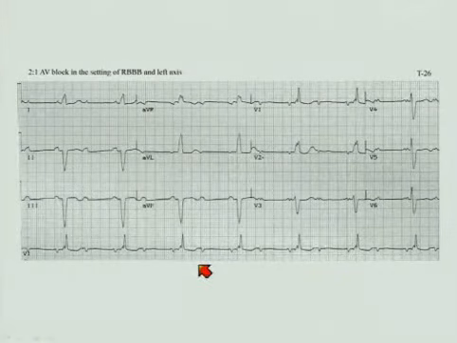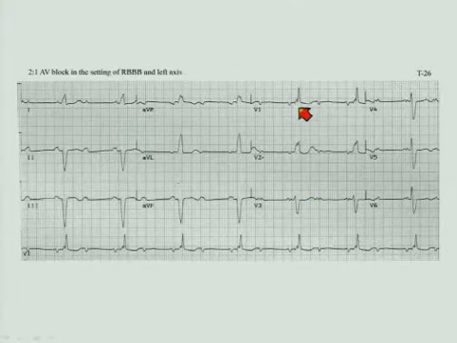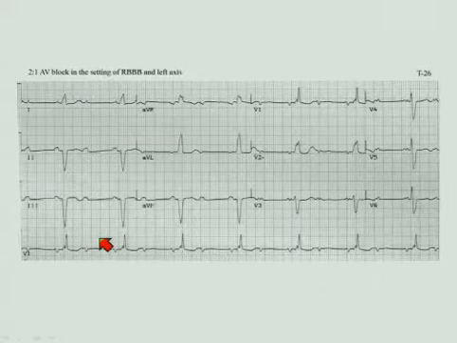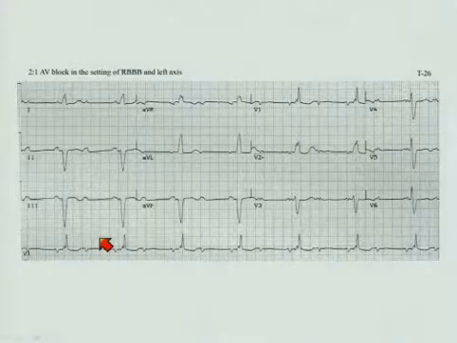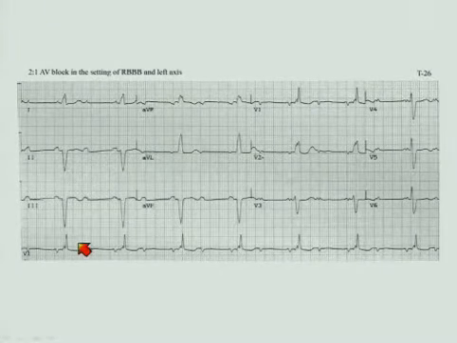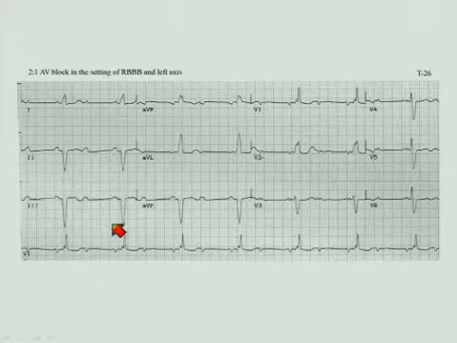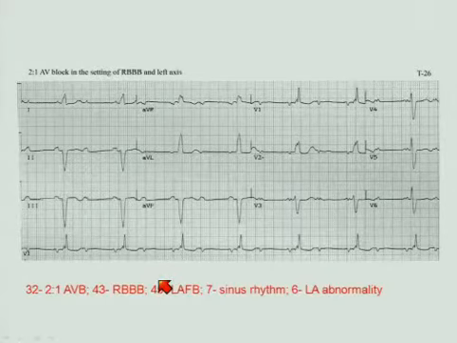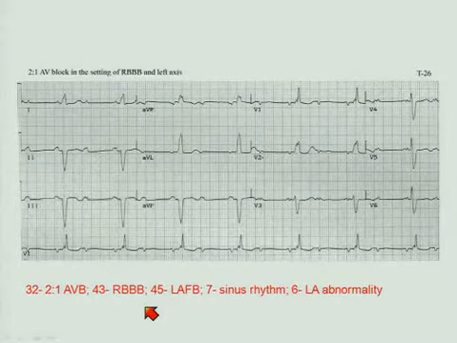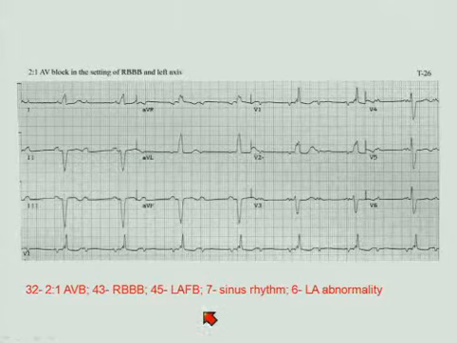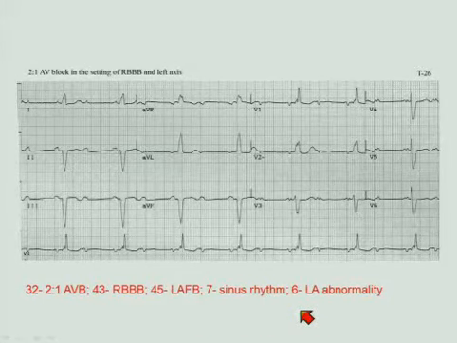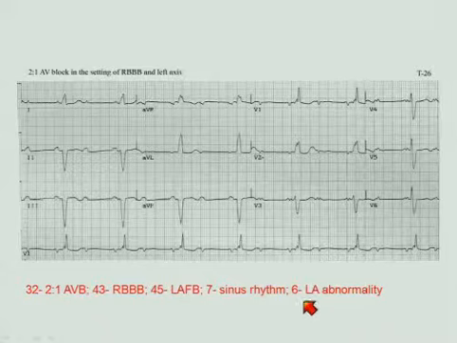Here's a 2-to-1 in the setting of a wide QRS, right bundle branch block, left anterior fascicular block. We'd be a little more worried here, wouldn't we, that this in fact represented a higher risk or distal block, but we could not say for sure, and it could be either one at the AV node or below, but we certainly would not be very comfortable with right bundle, left anterior fascicular block, and 2-to-1 AV block as we see here. So 32, 2-to-1 AV block, 43 right bundle branch block, 45 left anterior fascicular block, 7 sinus rhythm, and 6 left atrial abnormality.